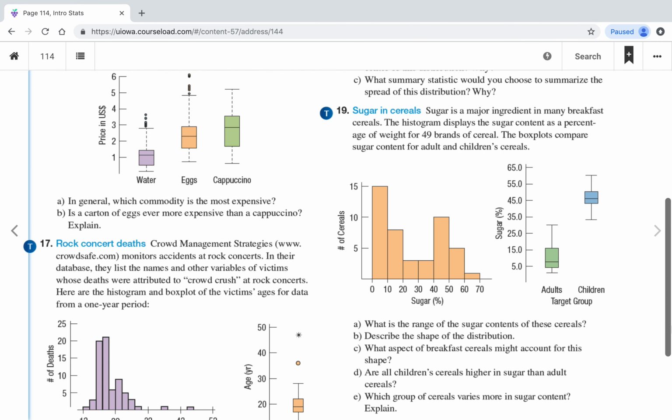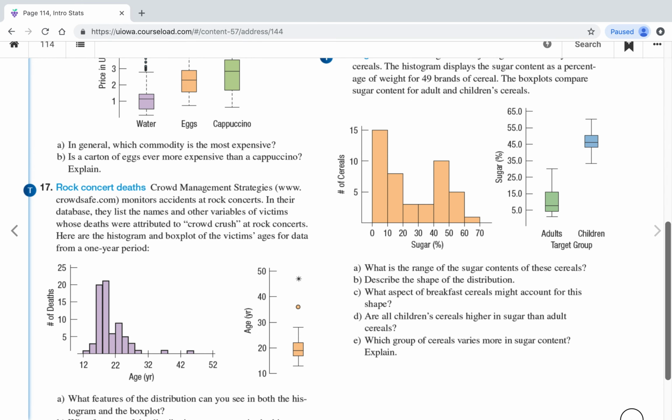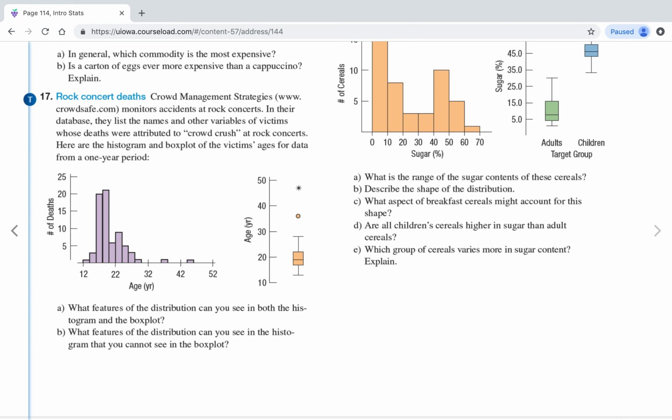And then the last question is, what summary statistic would you choose to summarize the spread of this distribution and why? I said the interquartile range, or the IQR, because it would be most important for the spread of data, because of the skew in the chart and the outliers as well.